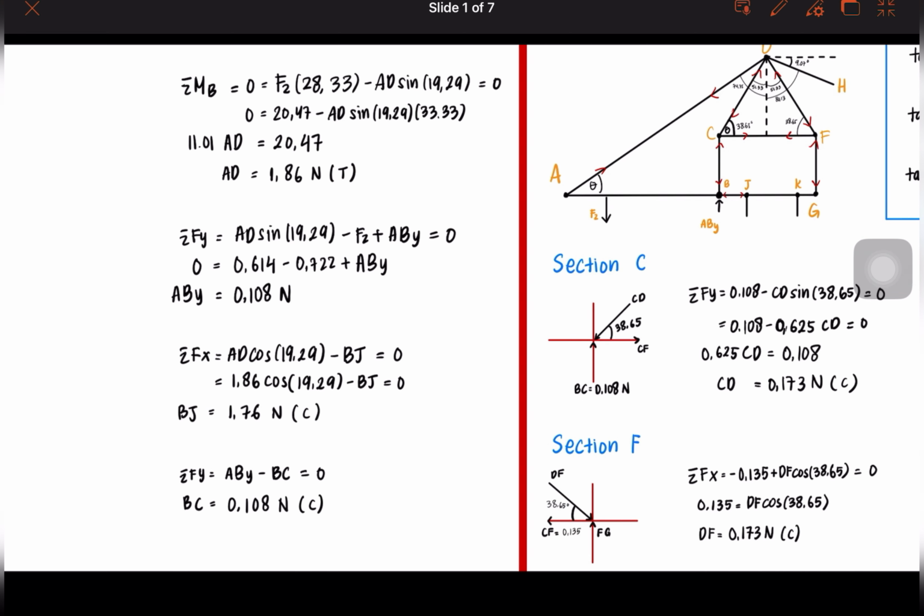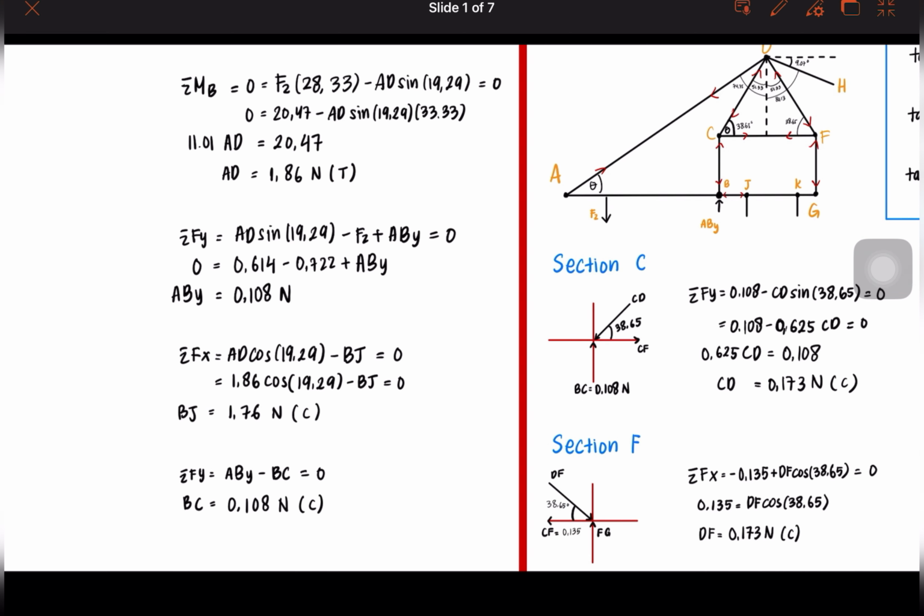For sigma Fy equals 0, that means BC minus CD sin the angle, which is 38.65. Minus, because CD is going downward and to the left. So for the y-axis, it's going downward, that's why it's negative. And for CD, we got the answer 0.173 Newton compression because it's going to the pin C. Now for sigma Fx equals 0, it goes the same way, which means CF, the unknown force, minus CD cos the angle.